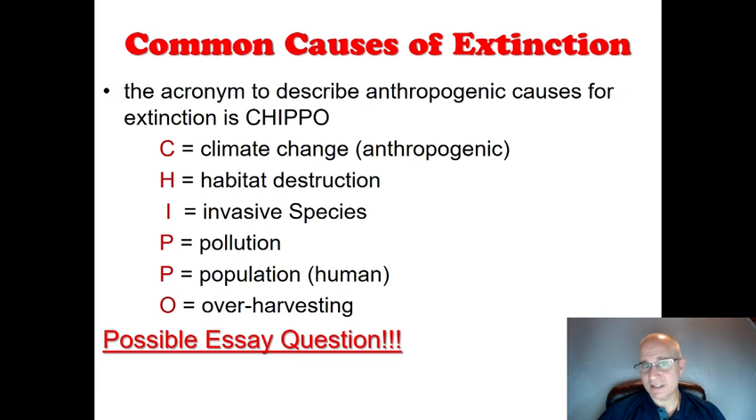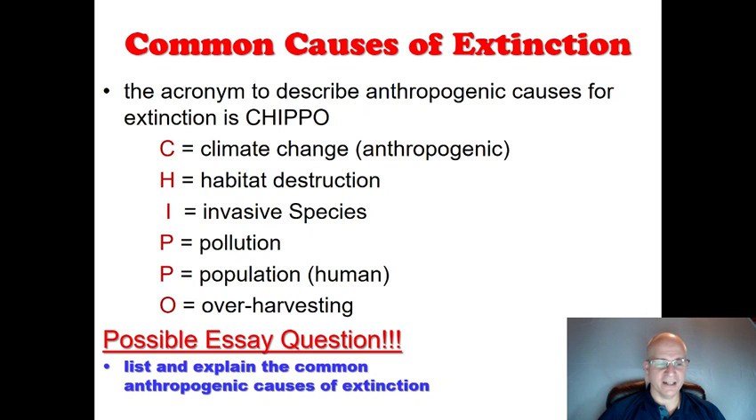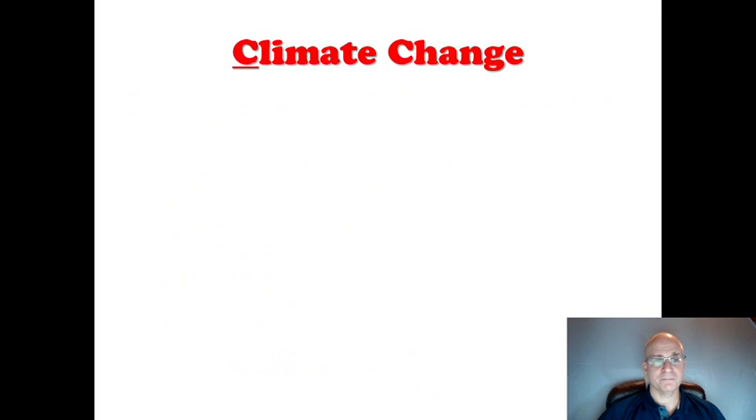You may have noticed that when I say something is an essay question, you do see information on it, either in essay form or in fill in the blank and multiple choice questions. So make sure that you're studying and you're able to list and explain the common anthropogenic causes of extinction. And the mnemonic that we use for this is CHIPO. So let's talk about each one of these.